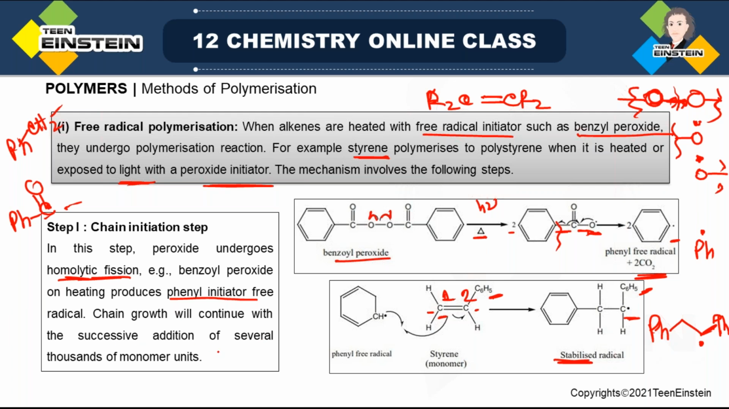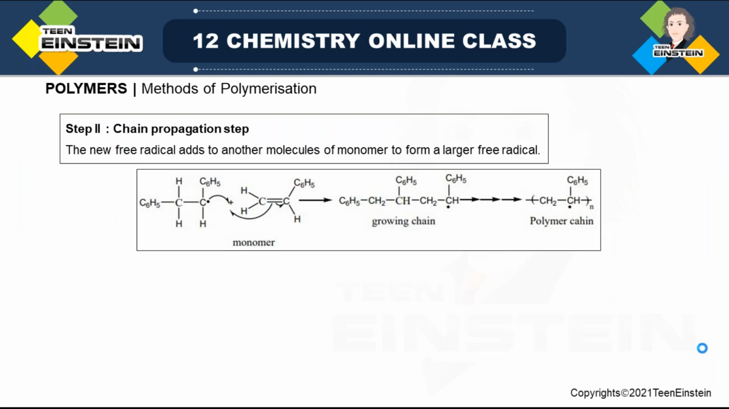This chain growth will continue with the successive addition of several thousand monomer units. Here you are just seeing one step. Next, this odd electron can attack another monomer unit, styrene. So this is step number 1. Step number 2 is chain propagation. This new free radical can attack another styrene monomer, and as a result, there is again an odd electron next to Ph, because that is the stable one. So it will always attack the carbon which is far from Ph, and in this way it will continue and continue. Ultimately, if you look at the structure properly, this part is the repeating unit. It is written within brackets, and you can also use a third bracket with n, polymer chain.